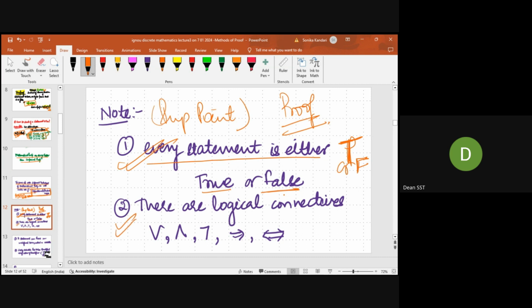Second, we have logical connectives like disjunction, conjunction, negation, implication, bidirectional. These are what? Logical connectives. And these are joining our statements, joining our propositions, like P and Q, not P and Q implies R. In this way, the logical connectives are being used.